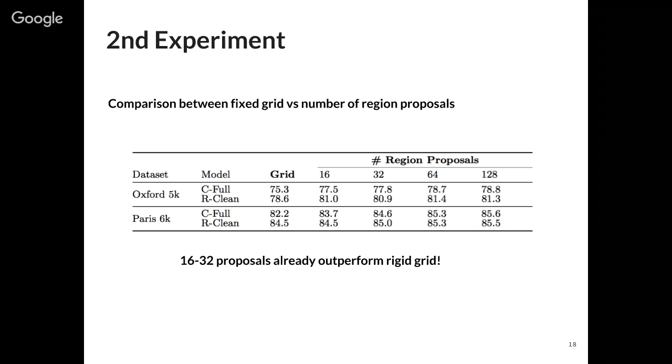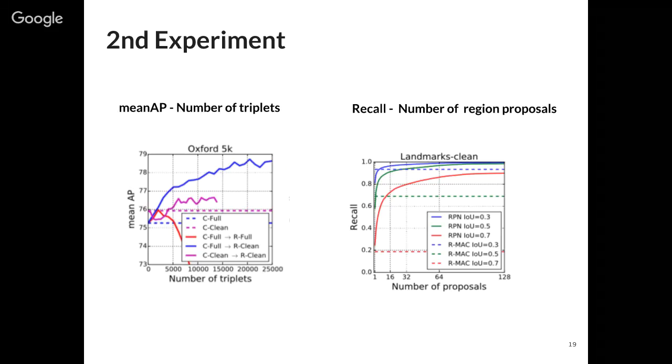Also the region proposals method with only 16 proposals already outperformed the rigid grid, and with more regions, the performance increases. Here we can see that also if we increase the number of triplets in the training, the precision increases. And if we increase the number of proposals of the network, the recall also increases, because if we use more regions, we are more probably taking the objects of interest in the image.